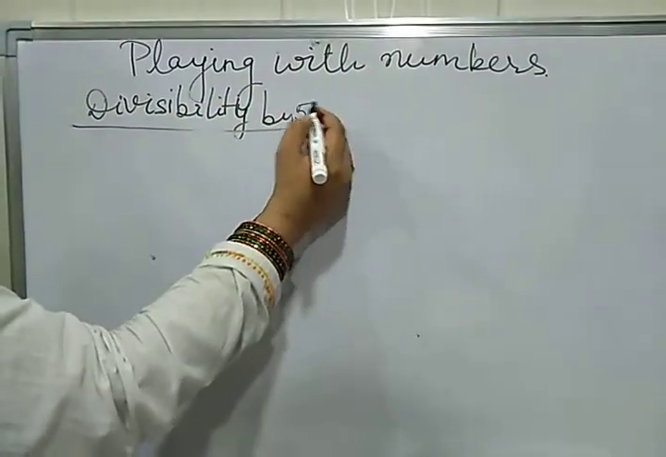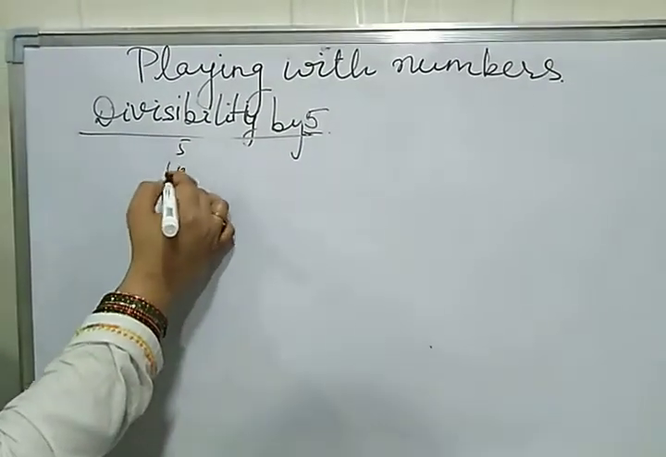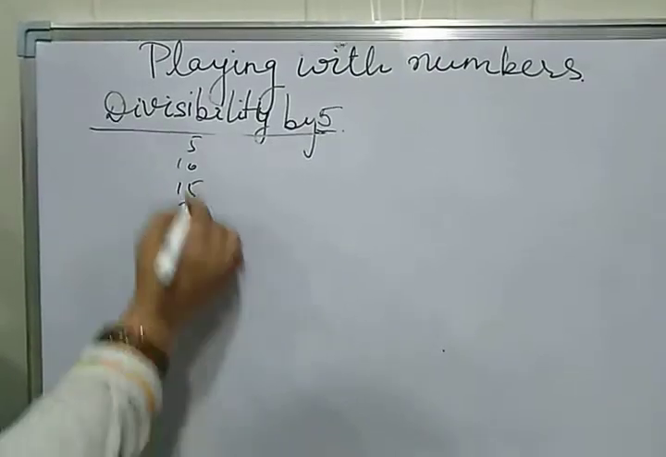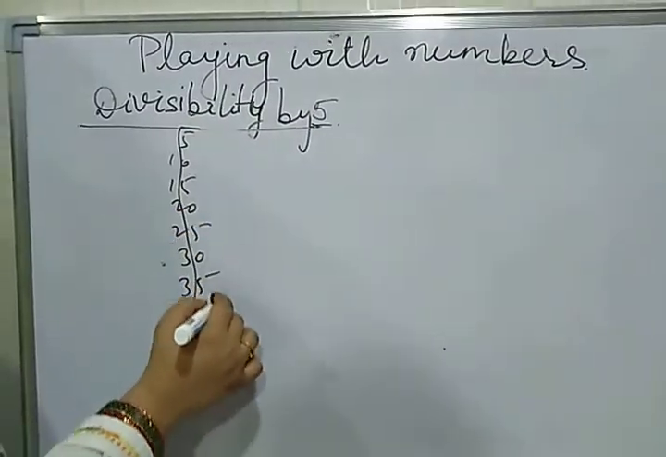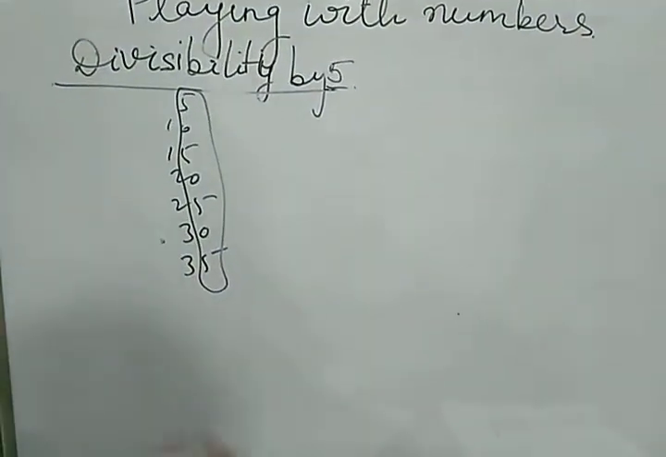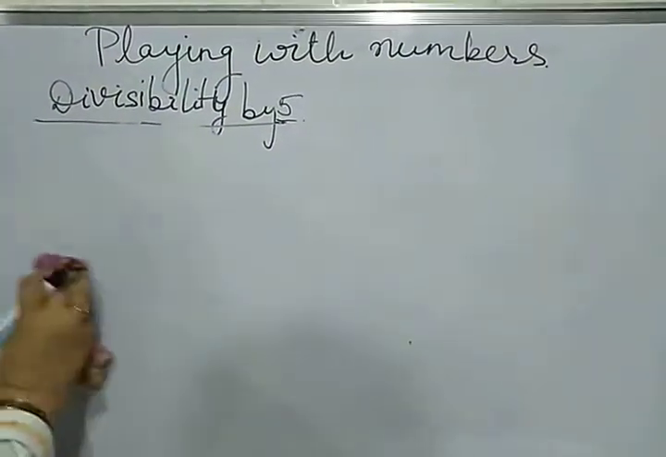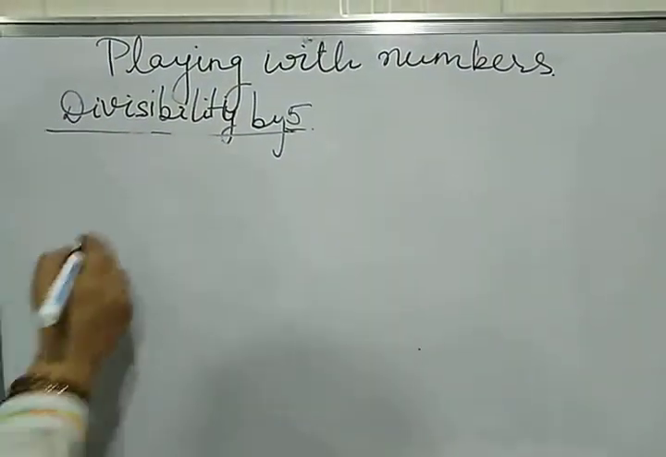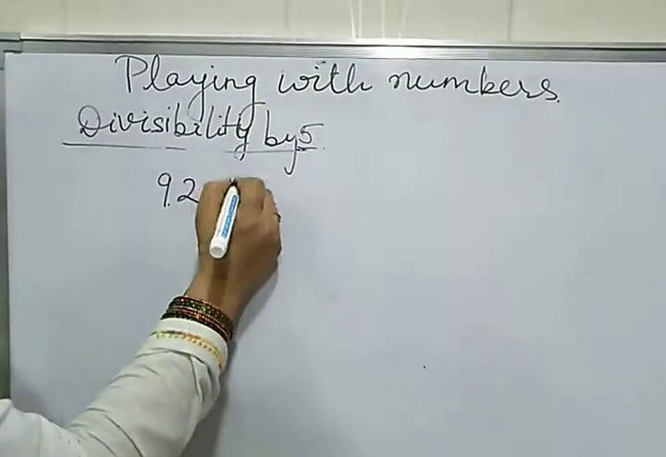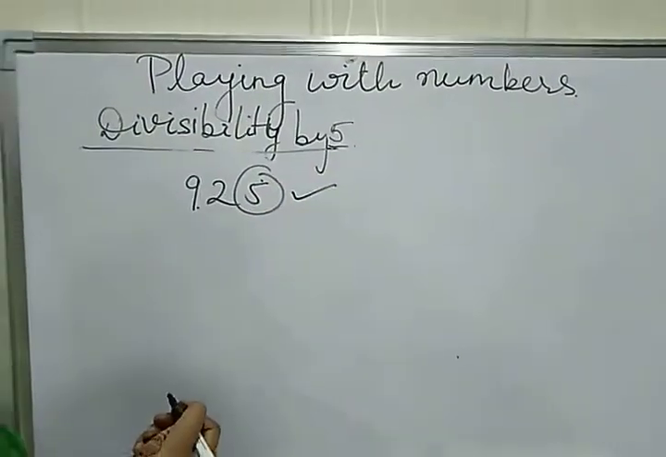Now see the divisibility by 5. See the table of 5. And observe the ones place digit of the number, that is either 0 or 5. So this is the divisibility of 5. If the ones place digit of the number is either 5 or 0, the number will be divisible by 5. Suppose the number is 925. The ones place digit of the number is 5. So this number will be divisible by 5.